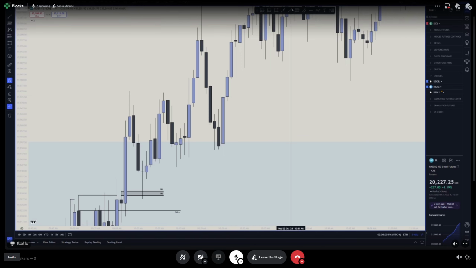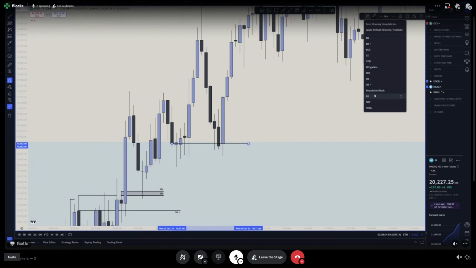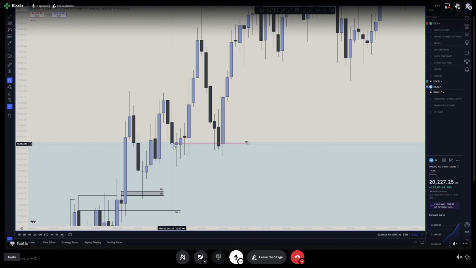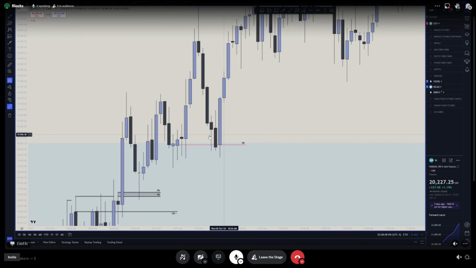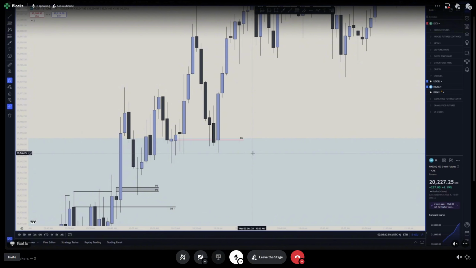Sorry, I used the wrong one. We have this rejection block we came into here, which is once again the bottom of an order block being created here. So we can classify this as a PD array. We can also classify it coming down one more time to come into this weekly BISI here.